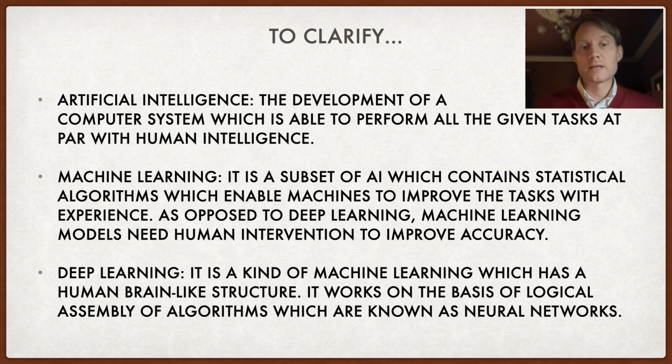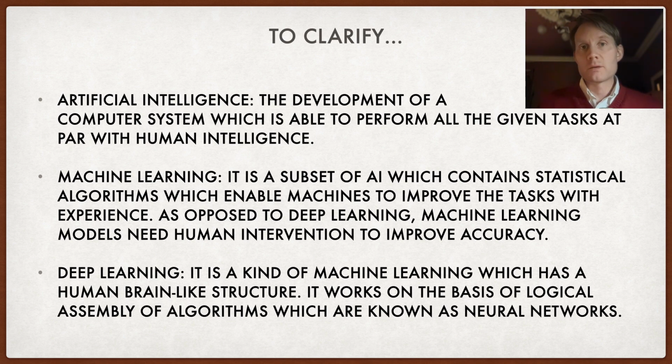As opposed to deep learning, machine learning models need human intervention to improve accuracy. Deep learning is a kind of machine learning which has a human brain-like structure which works on the basis of logical assembly of algorithms which are known as neural networks. That's for something a little later.